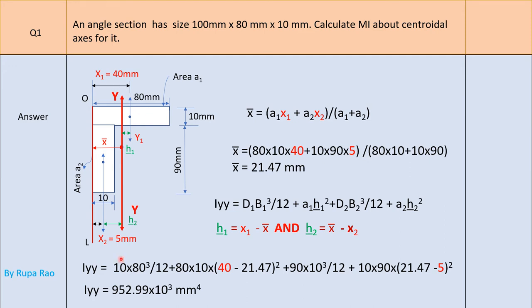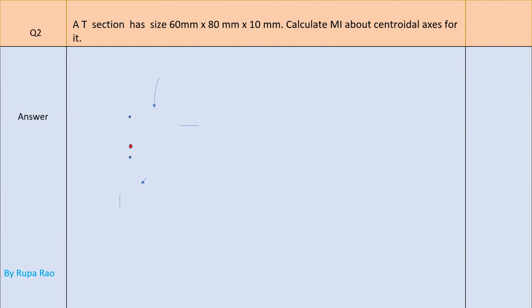Let us now take one more section. Question number 2 is for a T section. A T section has size 60 mm by 80 mm by 10 mm. Calculate MI about the centroidal axis for it. Now this is a T section here.